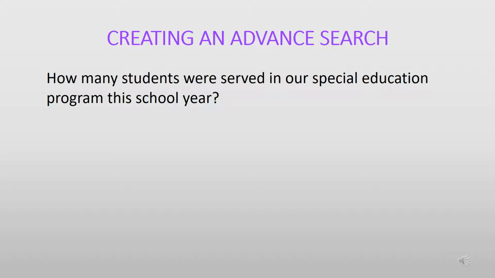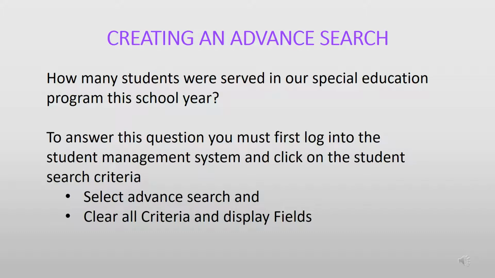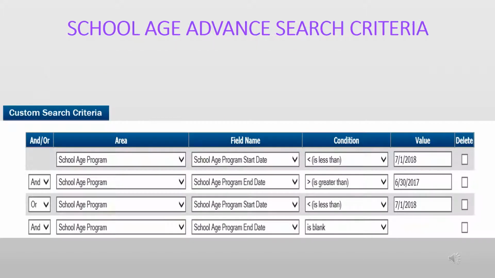In creating an advanced search to answer the question posed by the superintendent, how many students were served in our special education program this school year, I will first take you through the search criteria for school age and then display the search for early childhood. To answer the question, one must first log into the student management system and click on the student search. Select the advanced search and clear all the criteria and display fields.